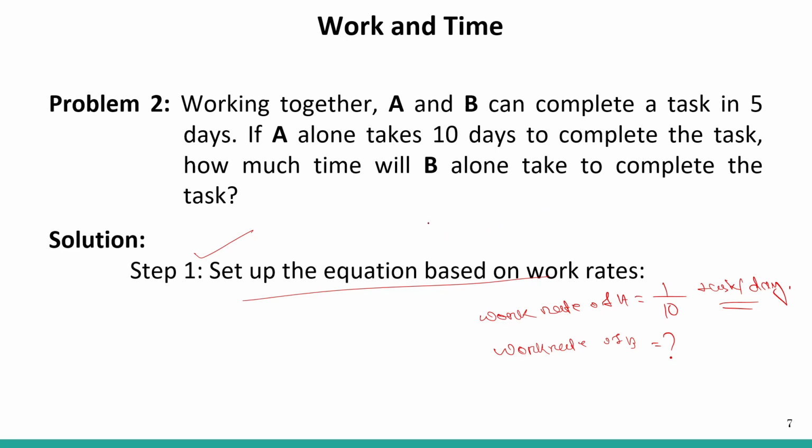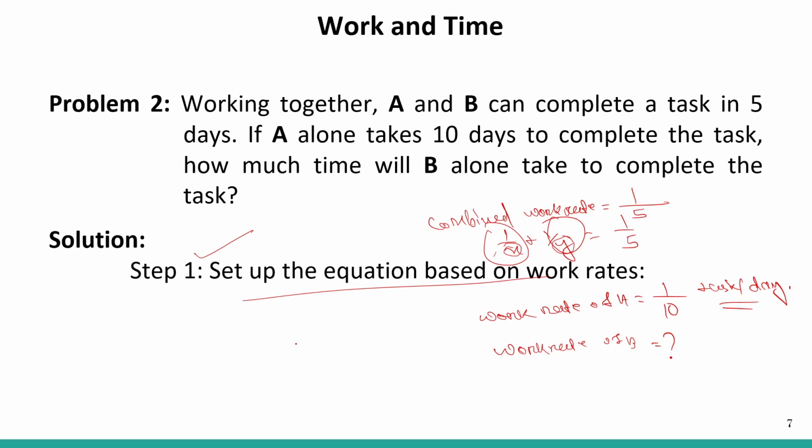We know that the combined work rate is equal to 1 by 5, right? And we know the formula for combined work rate: 1 by x plus 1 by y is equal to 1 by 5. So what is 1 by x here and what is 1 by y here? x is the amount of time it took for A to complete that work, and y is the amount of time that B took to complete that work.